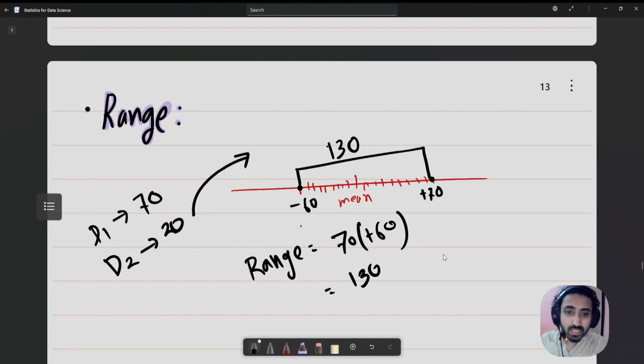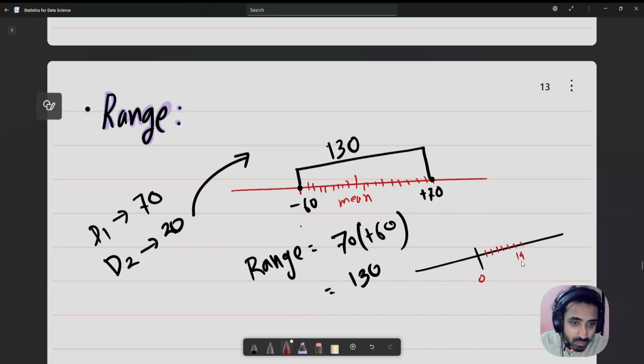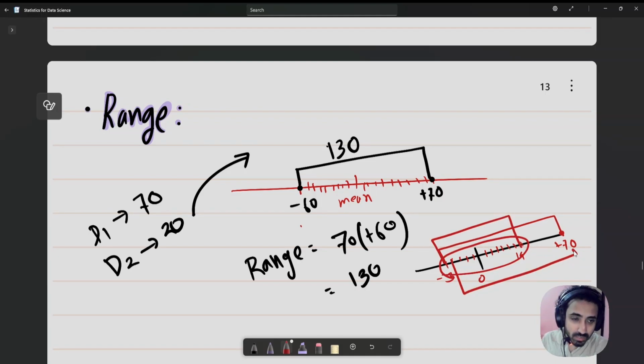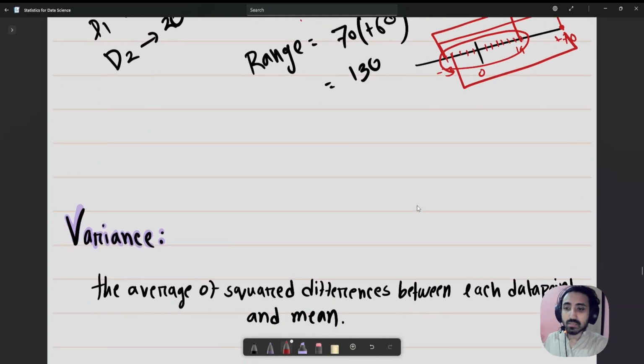But in range there is a problem. Let's say these are the data and this is say 14 and this is minus 3. But here's an outlier and that is, let's say, 70. So the range will be this because of the outlier. But is it the actual representation? Is it the accurate representation of this data set? Because the data are here. The range should be this, not this. So for an outlier, the range actually doesn't show the accurate representation of the dispersion. So that is why we need another measure, that is variance.